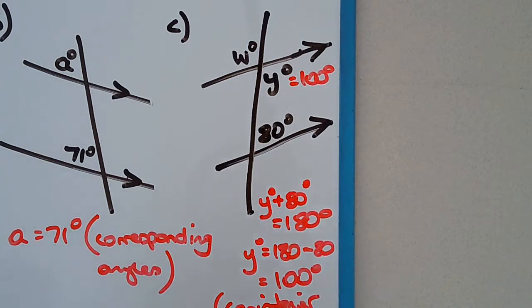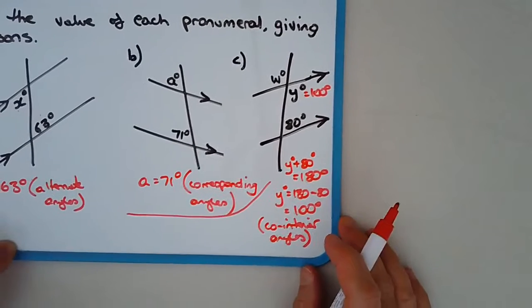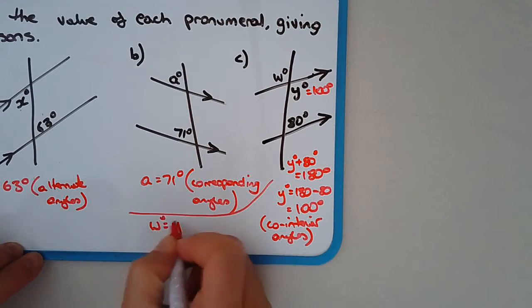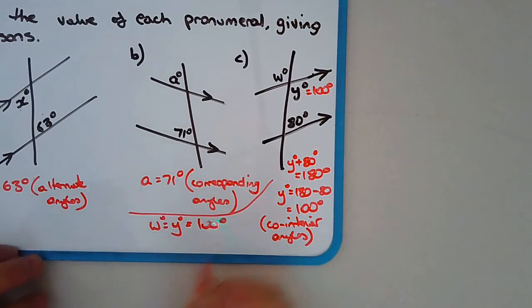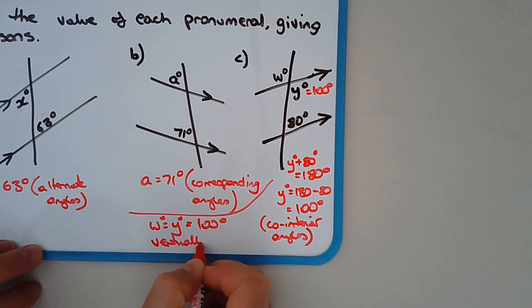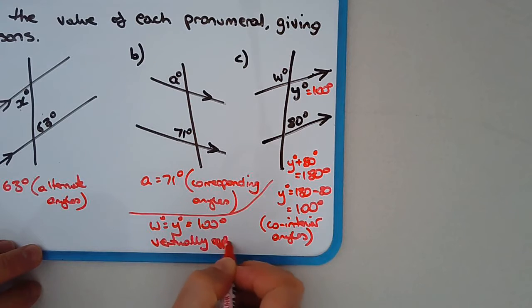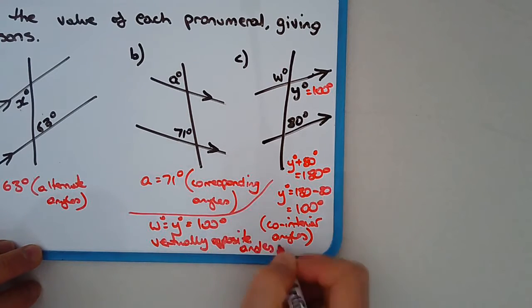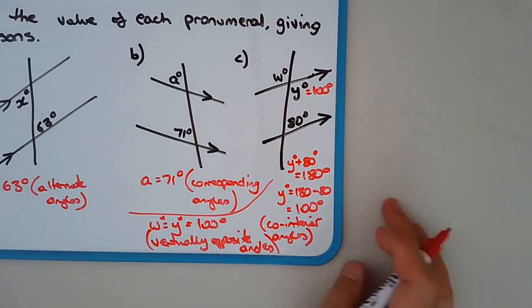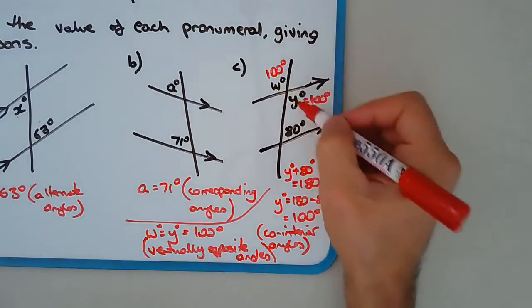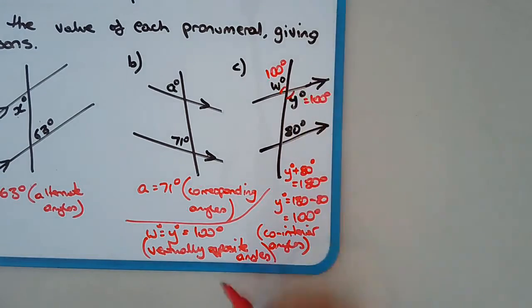So W is equal to Y, which is equal to 100 degrees, and the reason is vertically opposite angles. Sorry, it's a bit squashy there, but vertically opposite angles. So this is also 100 degrees because they are vertically opposite to each other.